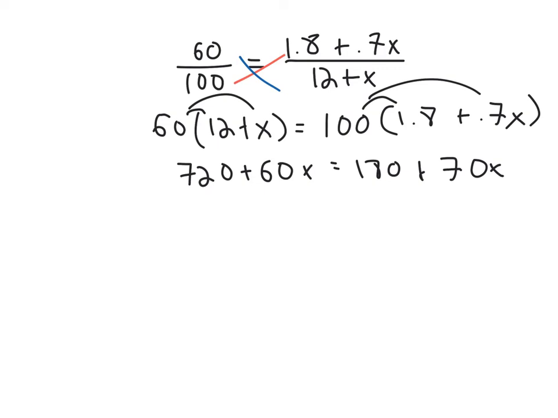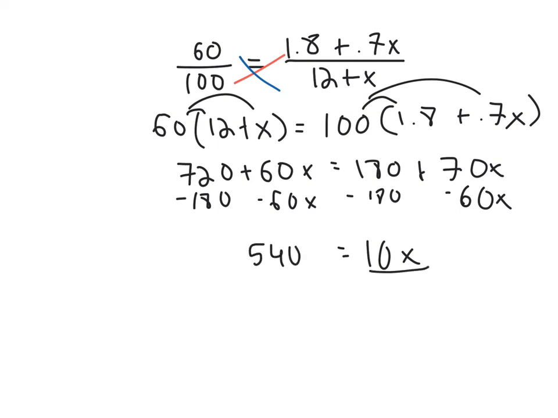We'll move our x's to one side, our constants to the other. So I'm going to subtract 60x from both sides, giving me 10x. And I'll subtract 180 from both sides, giving me 540. So what we end up finding out is x, which we said was the amount that we have to add from our first solution to the second, is 54. So we'd have to add 54 milliliters of that 70% solution.